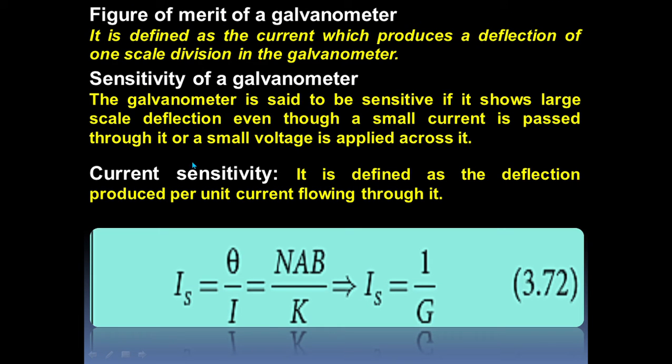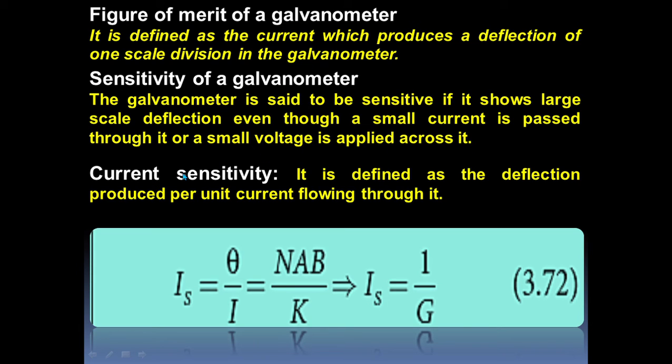A very important point is the figure of merit of a galvanometer. It is defined as the current which produces a deflection of one scale division in the galvanometer. Then the next important point is the sensitivity of a galvanometer. Sensitivity is a very small current passing through the galvanometer producing a large deflection. The galvanometer is said to be sensitive if it shows large deflection even though a small current is passed through it, or a small voltage is applied across it.